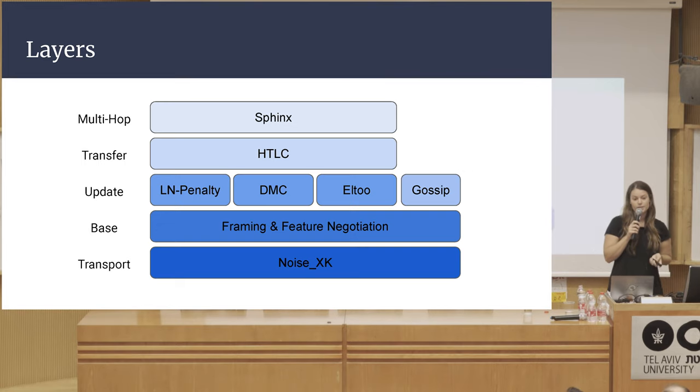Starting out at the bottom, there is the transport layer, which allows us to achieve encrypted, authenticated communication between nodes in the network. There is the base layer, which describes how we communicate in this network and negotiate features. There is the update layer, which is a really interesting layer. This allows nodes to trustlessly agree on state within a payment channel, so how much each person has, and to trustlessly revoke past states so they can advance their state without the risk of a party broadcasting an old state and maybe stealing some of their coins.